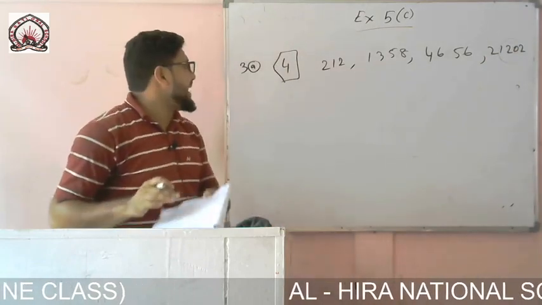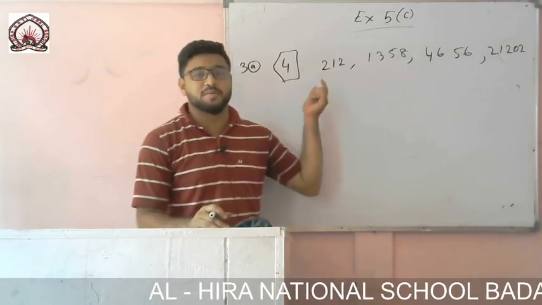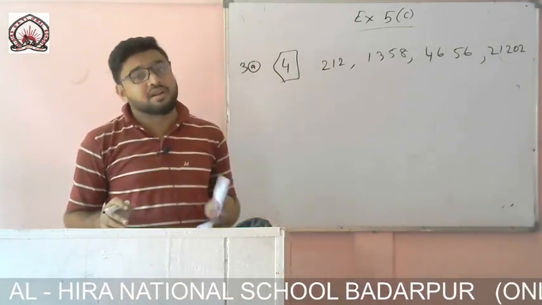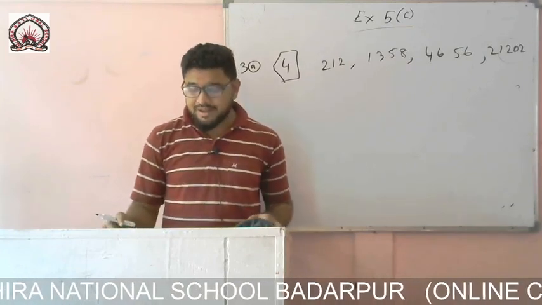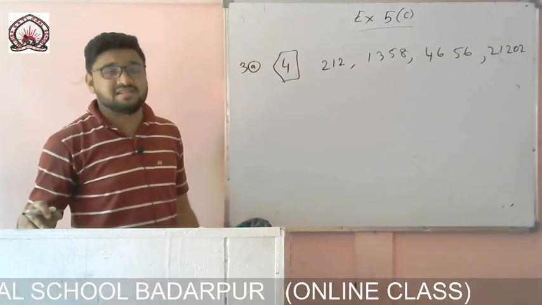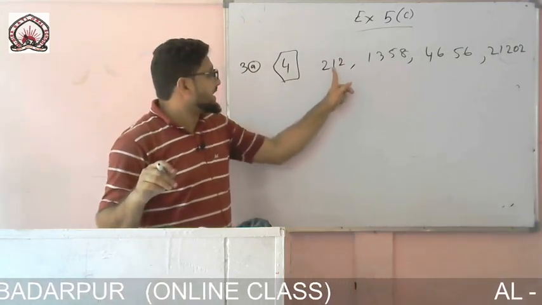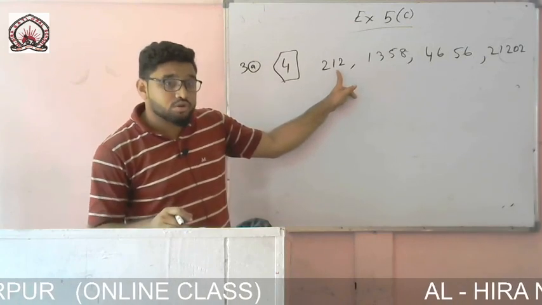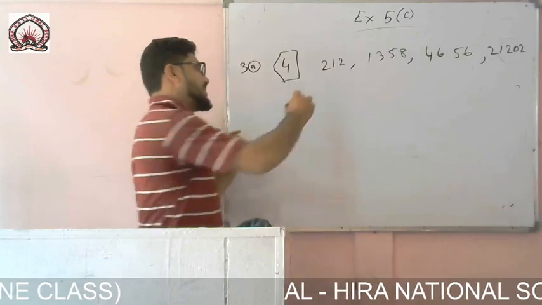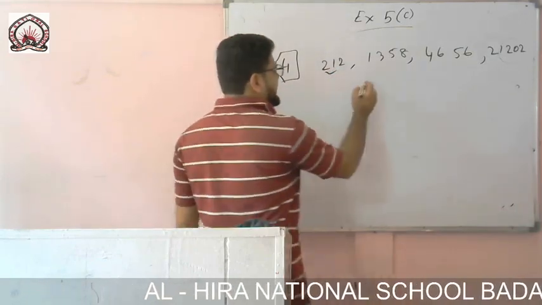How to check by 4? If the last 2 digits are divisible by 4, then the whole number is divisible by 4. A number is divisible by 4 if the number formed by its last 2 digits is divisible by 4. In this case the last 2 digits are 1 and 2, that means 12. So 12 is divisible by 4, so the whole number is divisible by 4. Understood? So this one you check.